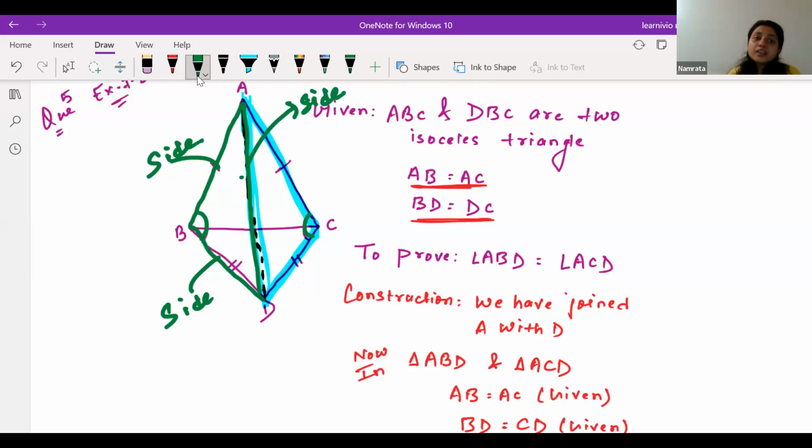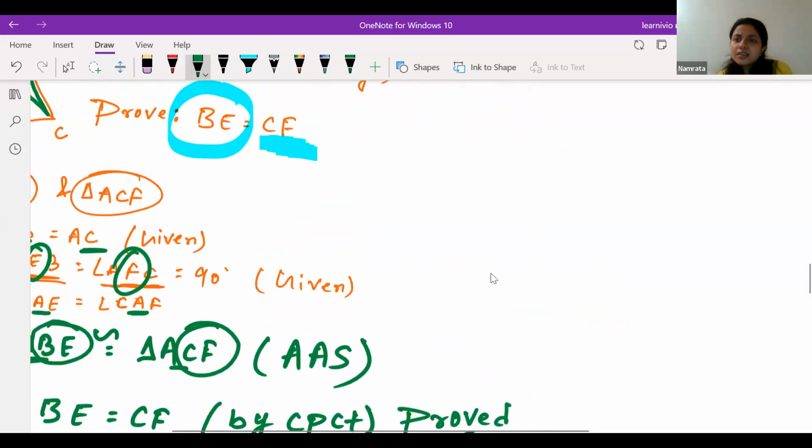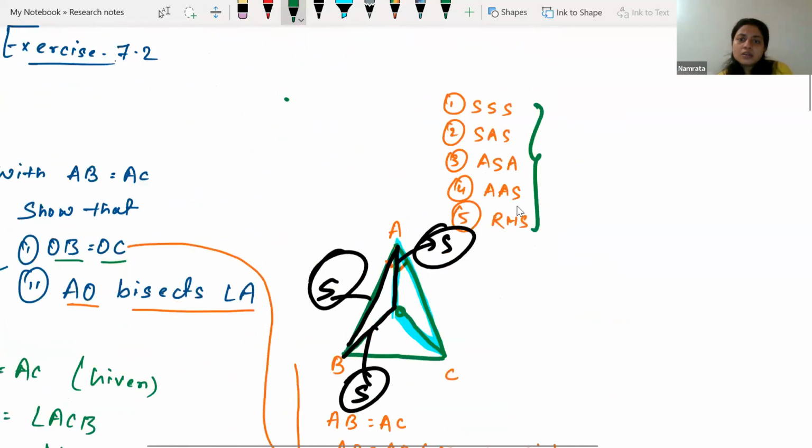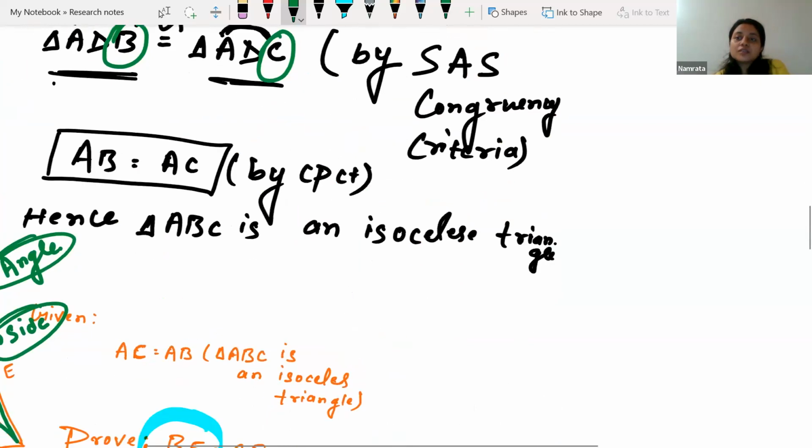So can you see the sequence? Side, side, side. Is there a rule which says side, side, side? Let's see whether we have any rule like that. Can you see here we have the list of rules, and the first rule is the side, side, side congruency rule. So yes, that rule exists. If that rule doesn't exist, then we have to think about something else. But that rule exists. So we can say both the triangles are congruent with each other.